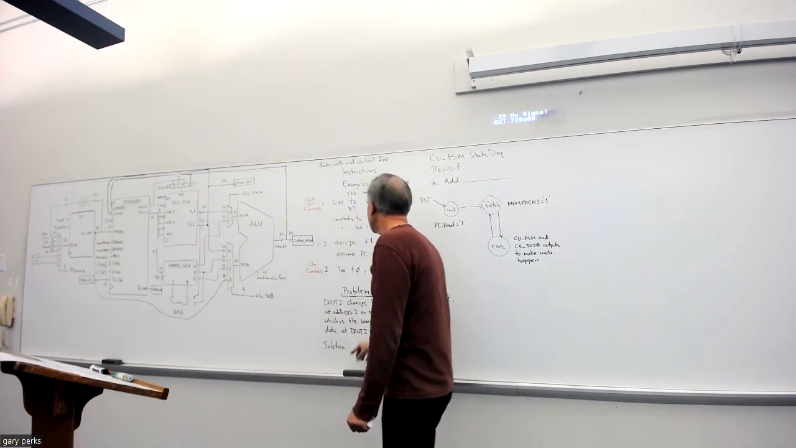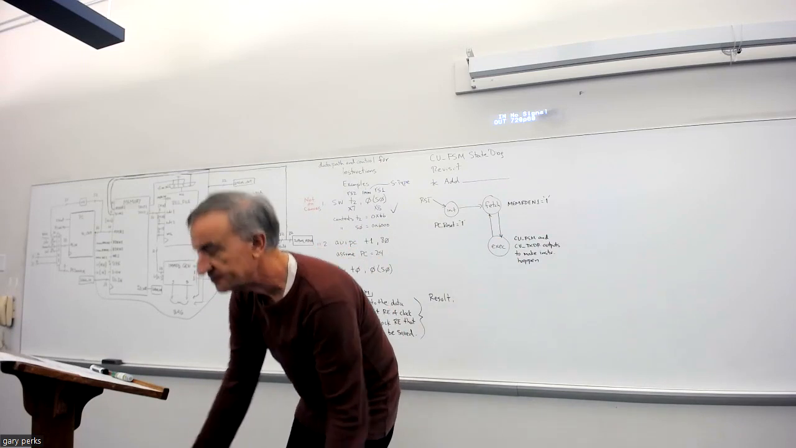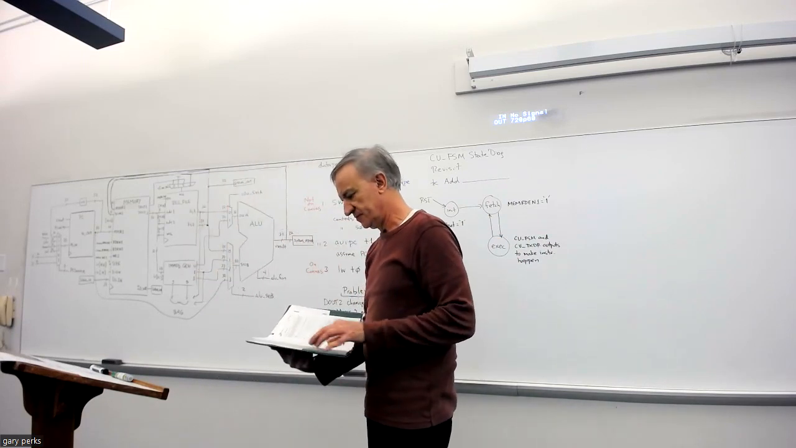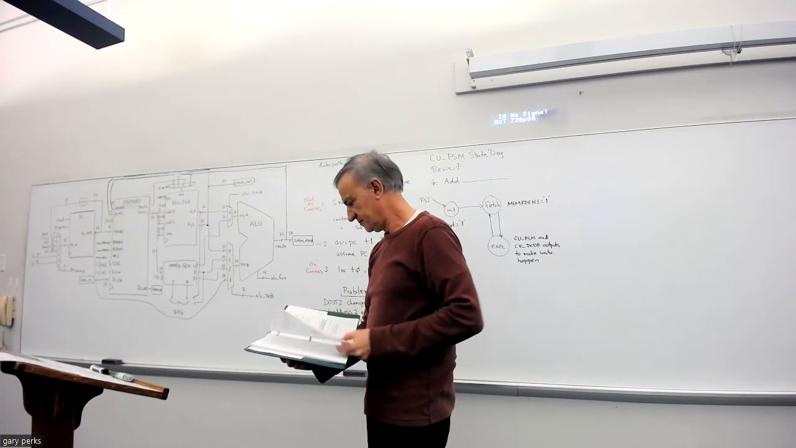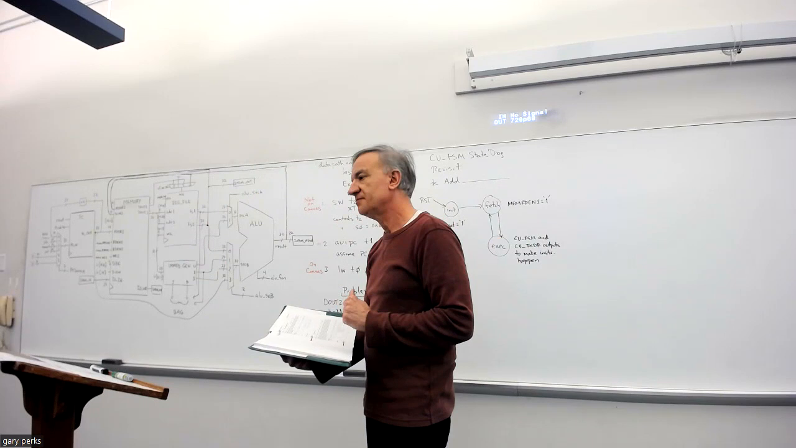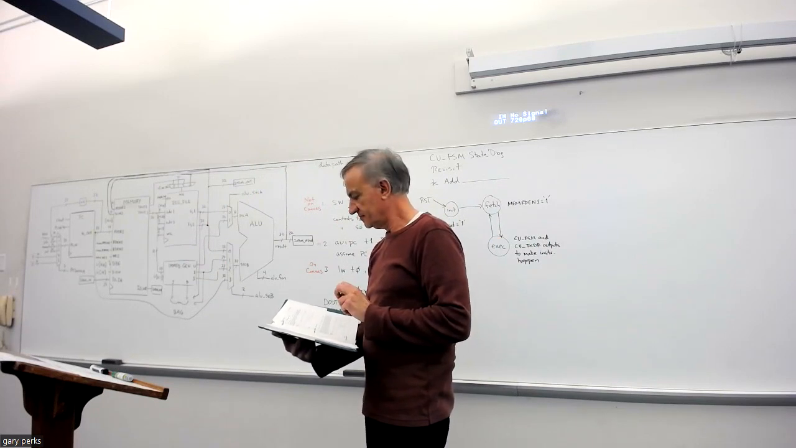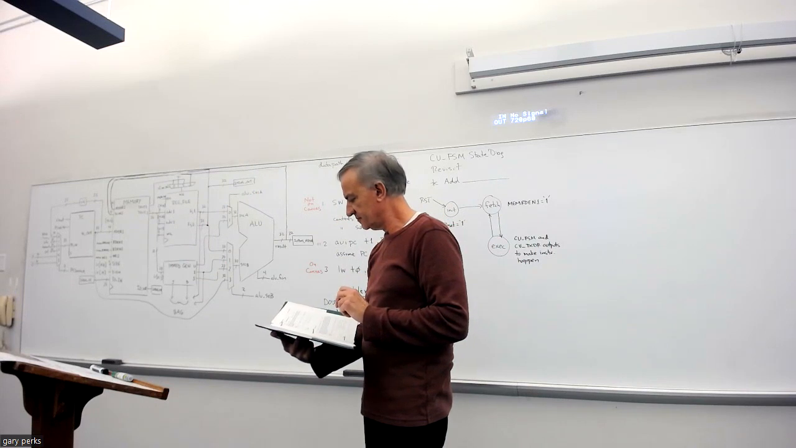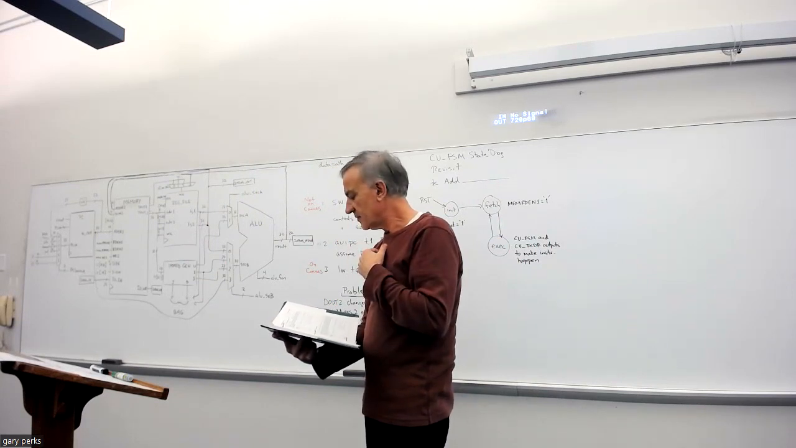All right, so let's look at the next instruction, this AUIPC. So what does this instruction do? It takes the immediate value and the current value of the PC, adds them up, and stores them into the destination register.